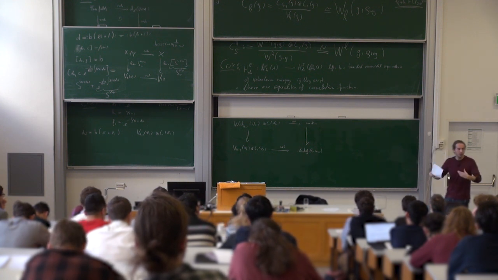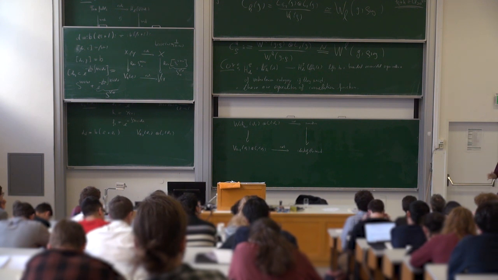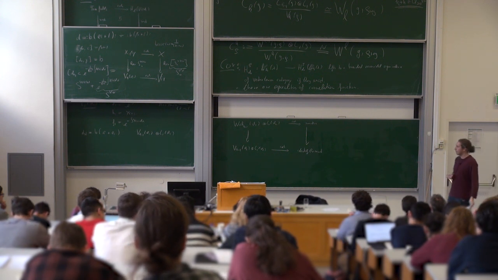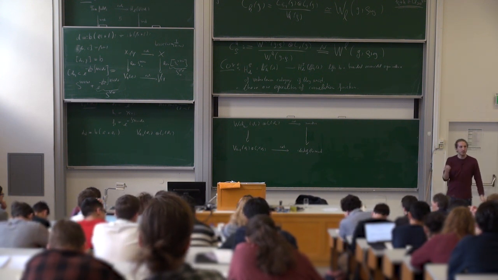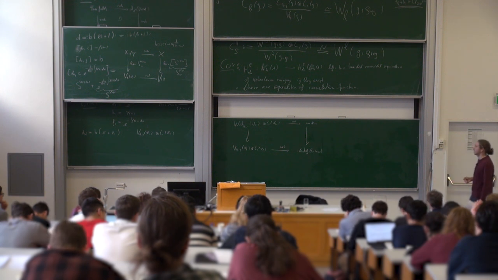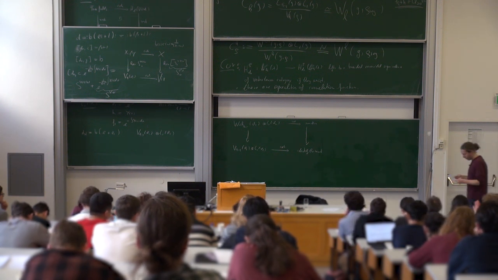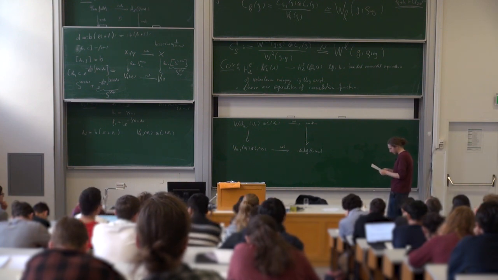So first you do this computation. That's kind of the key observation, namely what does the screening charge become in cohomology. And then you have to carefully understand that this diagram is indeed commutative, which is a whole different question.